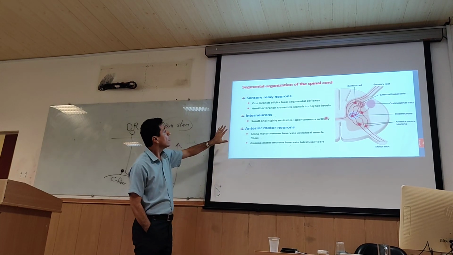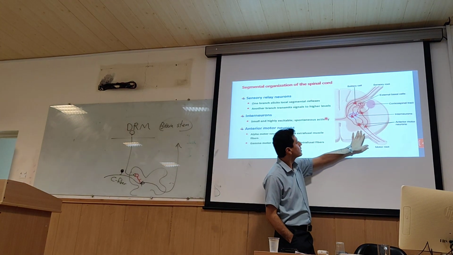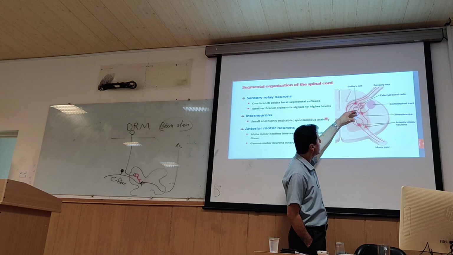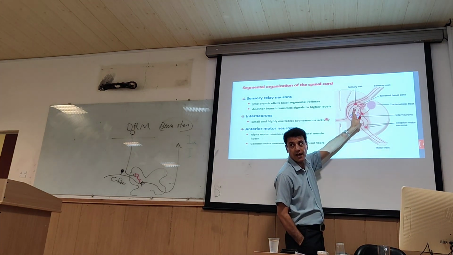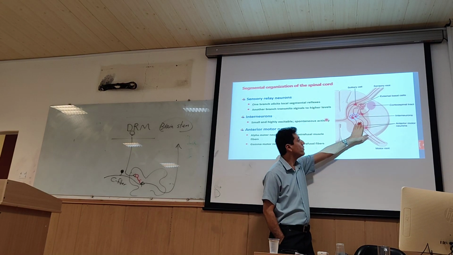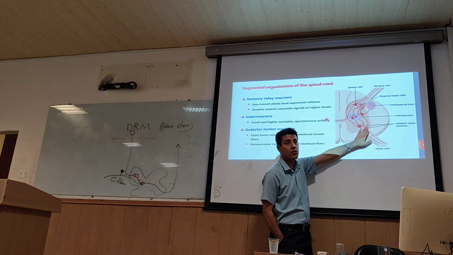Let's see the segmental one here. So in the segmental organization, we have ventral horn, dorsal horn, intermediate zone. Dorsal horn is sensory, you know that, right? In the intermediate zone, we have interneurons, and ventral horn is motor.